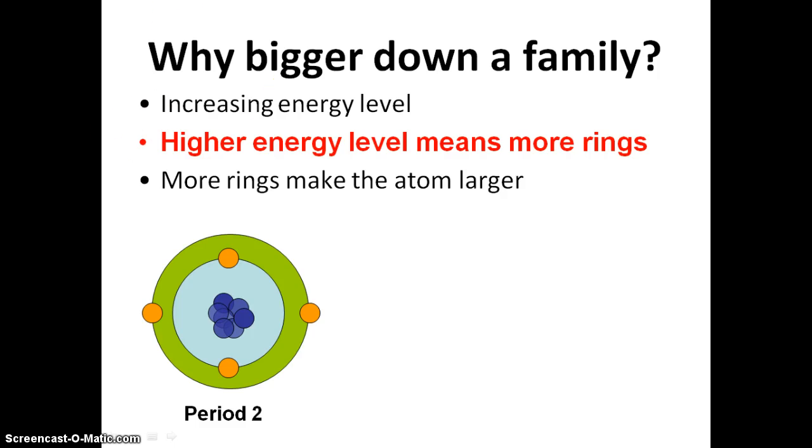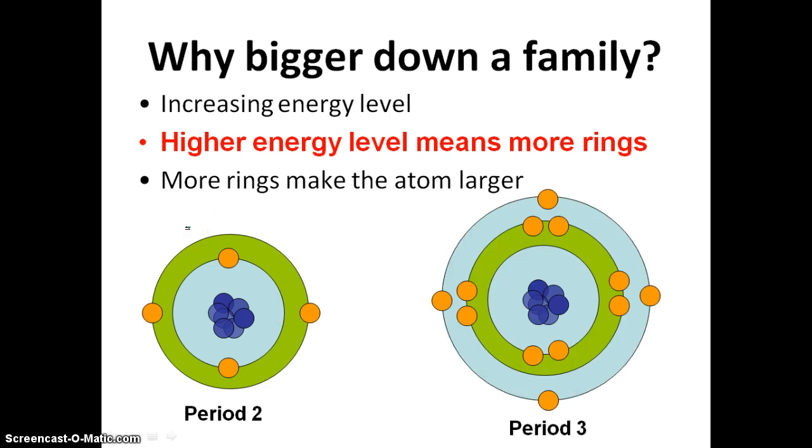So if this is period 2, we see the first ring holds 2 electrons, and it has a second ring holding some electrons as well. Whereas a period 3 atom would have 3 rings. So while on the left you see ring 1 and ring 2, on the right you see ring 1, ring 2, and ring 3. So every time you go down a group, you go up an energy level, up in the number of rings. Naturally, it's going to make the atom larger.